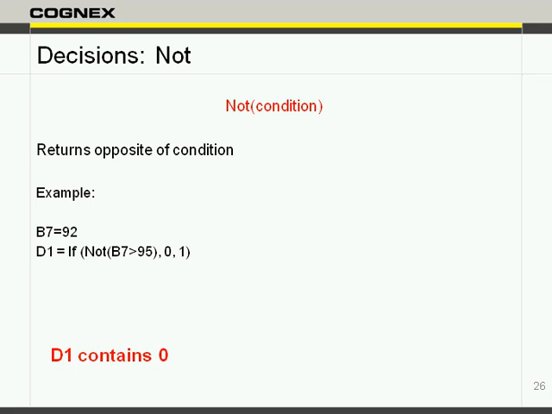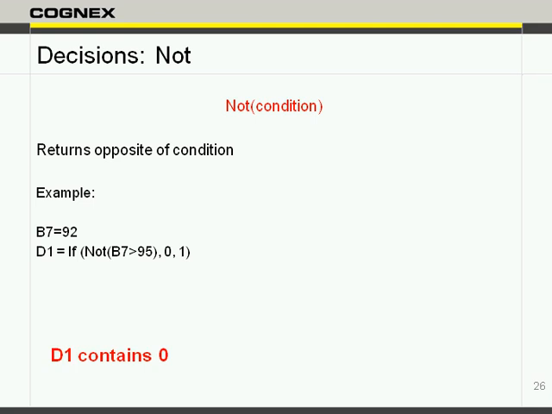The next function is a not function. Pretty straightforward: NOT in parentheses, condition. Whatever is in the condition, the result is going to be the opposite. So in this case, along the bottom, you can see that we have a not statement within an if statement.